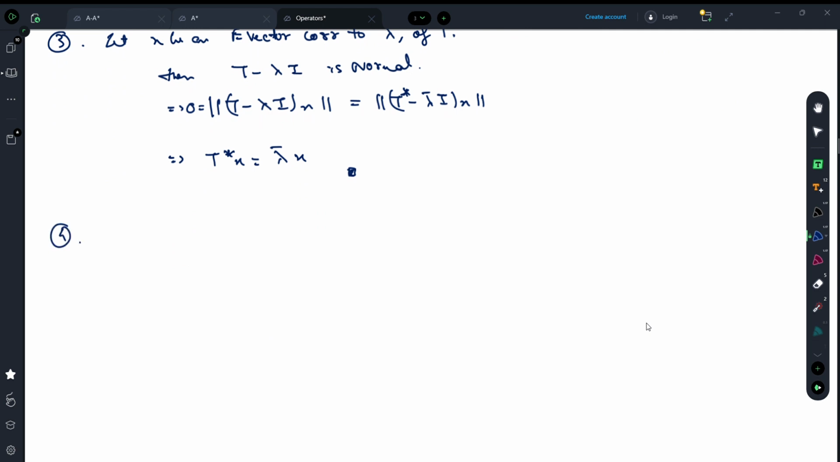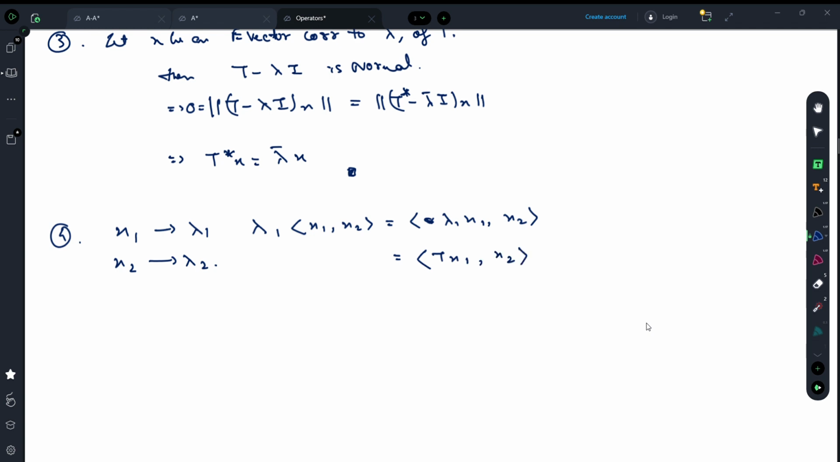Now let's talk about the fourth point, when we say that eigenvectors corresponding to distinct eigenvalues are orthogonal. How can we prove this? Suppose, as given in the statement, I take x1 to be the eigenvector corresponding to lambda 1, and x2 to be the eigenvector corresponding to lambda 2. I start with lambda 1 times the inner product of x1, x2. Then I can write it as the inner product of lambda 1 x1 with x2. But lambda 1 x1 is nothing but T of x1, because lambda 1 is an eigenvalue to which x1 corresponds with respect to the linear operator T. We have not defined it, but you can define it on your own. But this I can write as the inner product of x1 with T*x2.